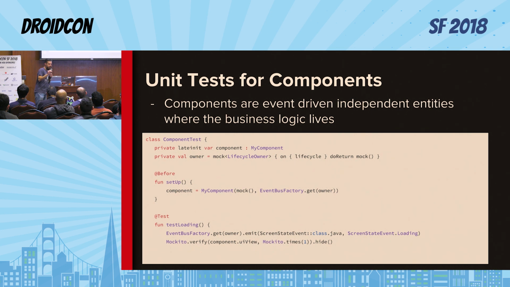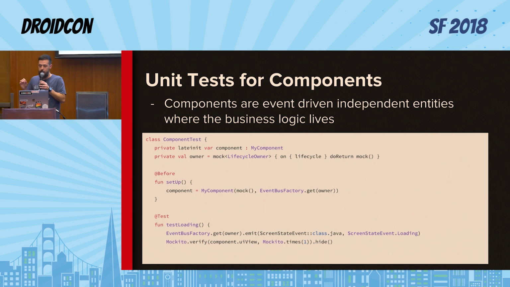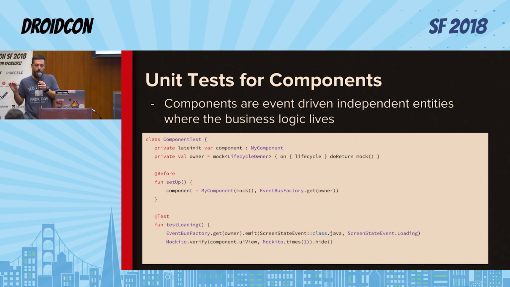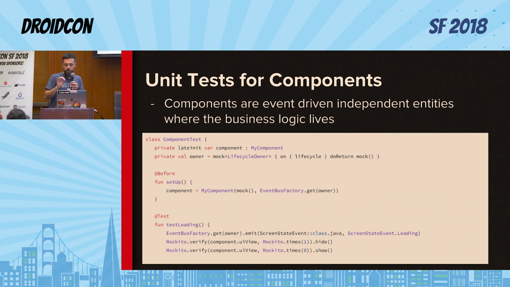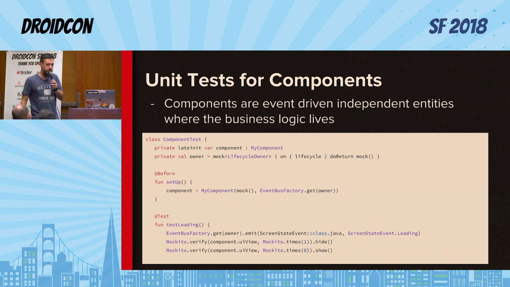We need to hide it, because this component here is a button that we show in the player. And when the player is loading, we don't want it to be in the screen. So what we are doing here is we are checking if the UI view of that component.hide is called once. And we also want to make sure that we are not showing it. And we are saying the show should be called 0 times. And this is how we test that.